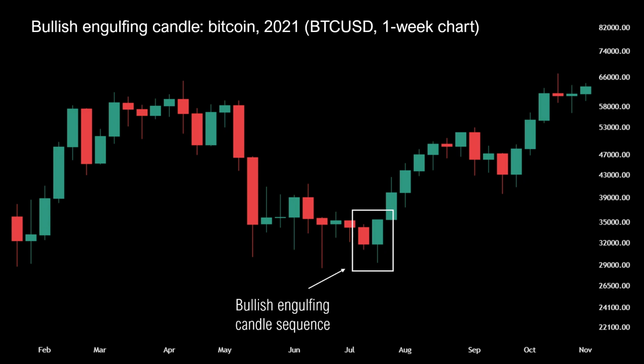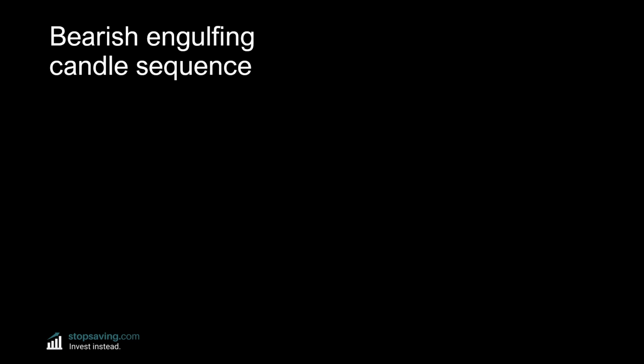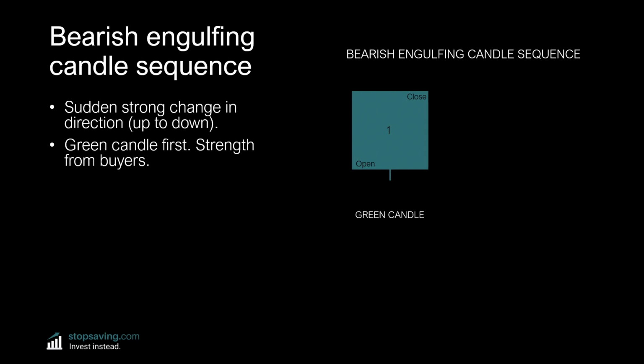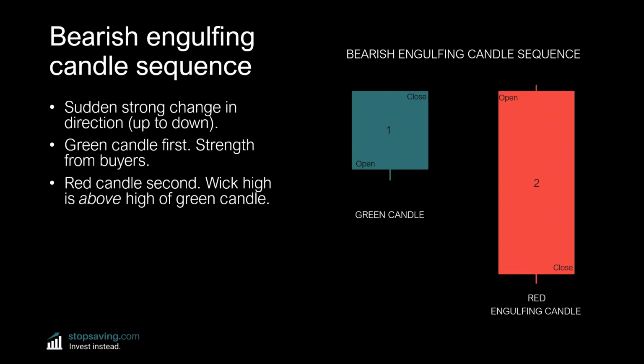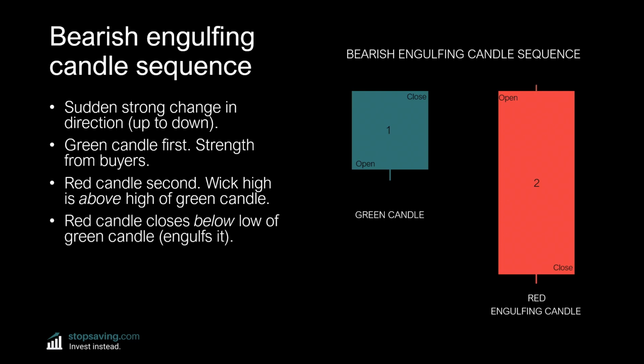And now for the bearish engulfing candle sequence. This is the opposite of a bullish engulfing sequence, with a sudden change in direction from an uptrend to a downtrend. Here you have a green candle first, the final green candle before the trend switches from up to down. Next comes the engulfing red candle, which puts the sellers back in control. The high of this candle is initially higher than the high of the green candle before it. But then sellers come in force and they push the price down so it closes below the low of the green candle. Now the power has shifted from buyers to sellers.